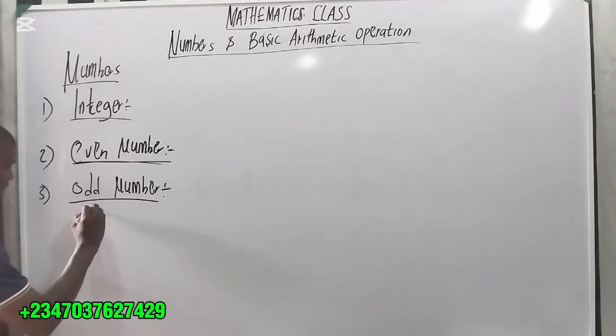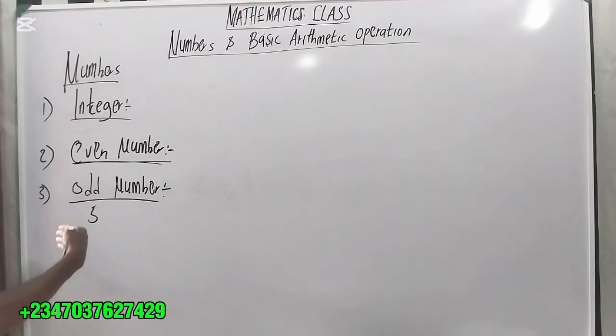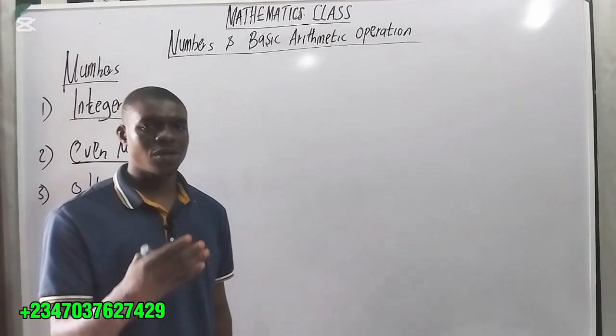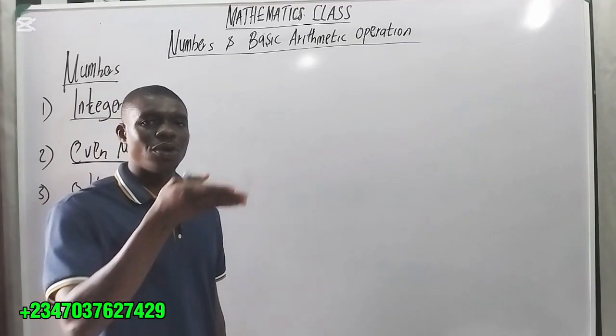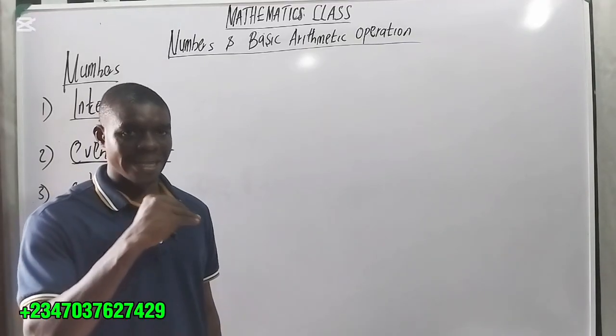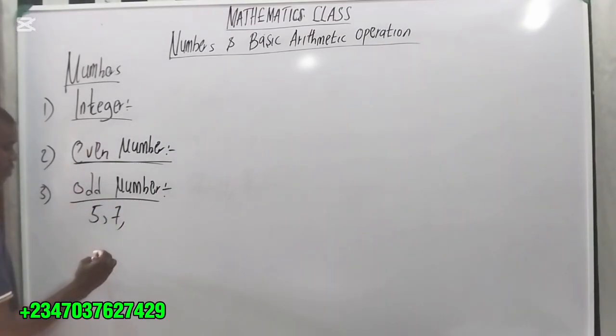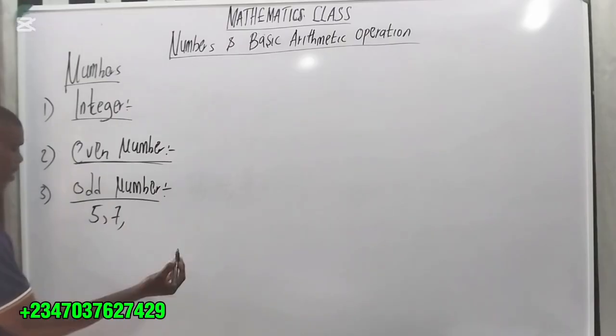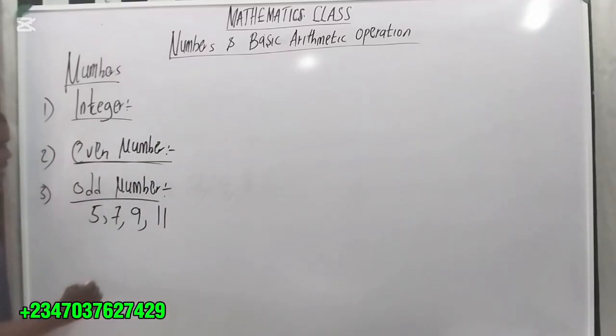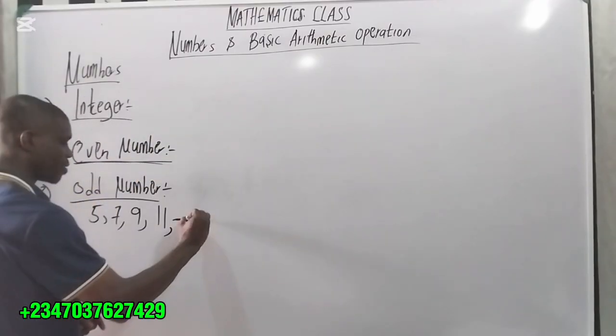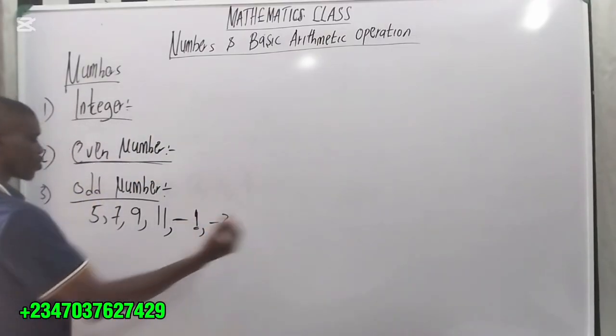A good example is 5. It can be positive or negative, right? 5 is an odd number because 2 cannot divide 5. When we say divide by 2, 2 cannot go into 5 without a remainder. There must be a remainder here. So 5, here we have 7, 9, 11. 11 is an odd number as long as it's not divisible by 2. Minus 1, minus 3, and so on.